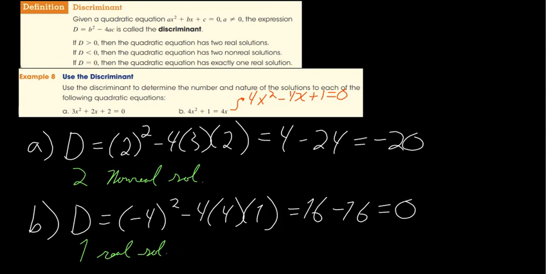What happened to the x? We're not concerned with the x right now. We're only concerned with the discriminant formula, which is simply b squared minus 4ac. We're not solving for x at all. We're just trying to find the discriminant. We're trying to figure out whether we're going to have two real solutions, two non-real solutions, or one real solution. That's all we're doing.